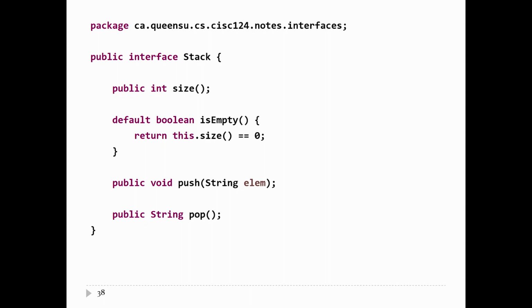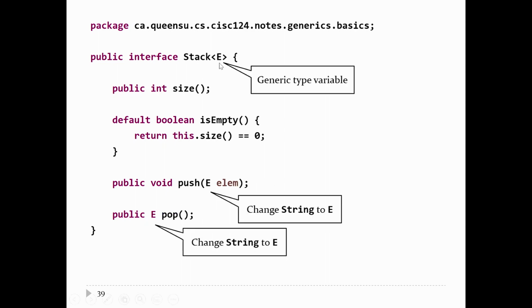To make this generic, no problem. Add the generic type up here. Change string to E here. Change string to E there, and you're done. So three changes, you now have a generic stack interface. So turning an existing class into a generic class is normally straightforward.